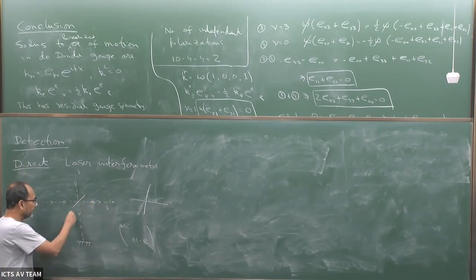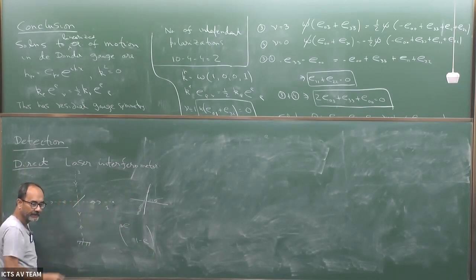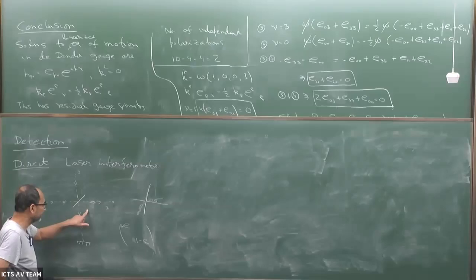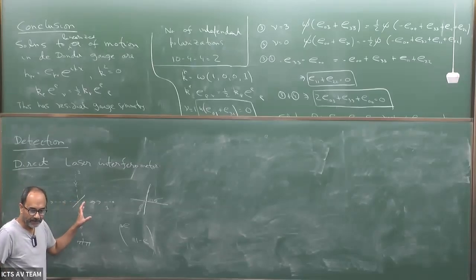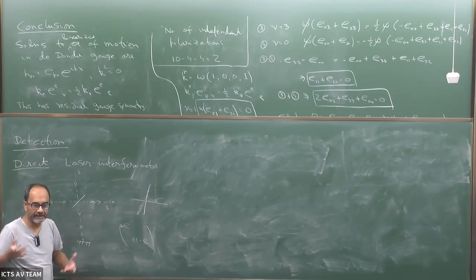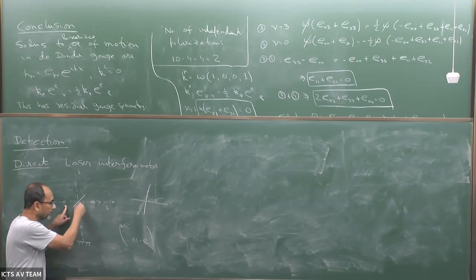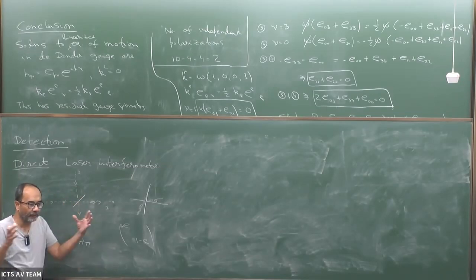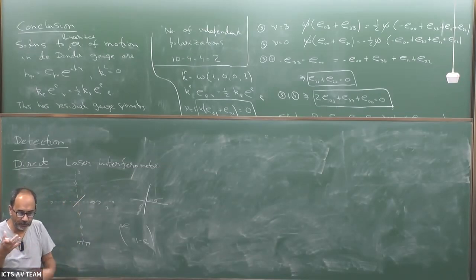No, because if it's a cross, then you can show that it will not detect. It will not detect, because the length in this direction may oscillate, but the two transverse directions will oscillate in the same way. This one and this one will change in the same way. Then it doesn't detect, because it's the difference which matters.